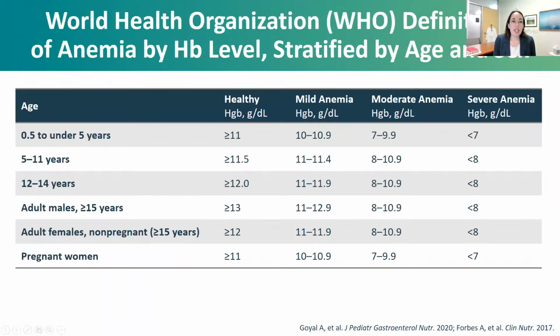Here are the definitions of anemia by hemoglobin level as stratified by age and sex. So you can see just as an overview that in healthy and young children, we really are aiming for a hemoglobin of over 11. As the children age, the normal hemoglobin range increases. And then for definitions of mild, moderate, and severe anemia, you can see these range from about 1 gram to a few grams to severe cases less than 7 to 8 grams per deciliter.